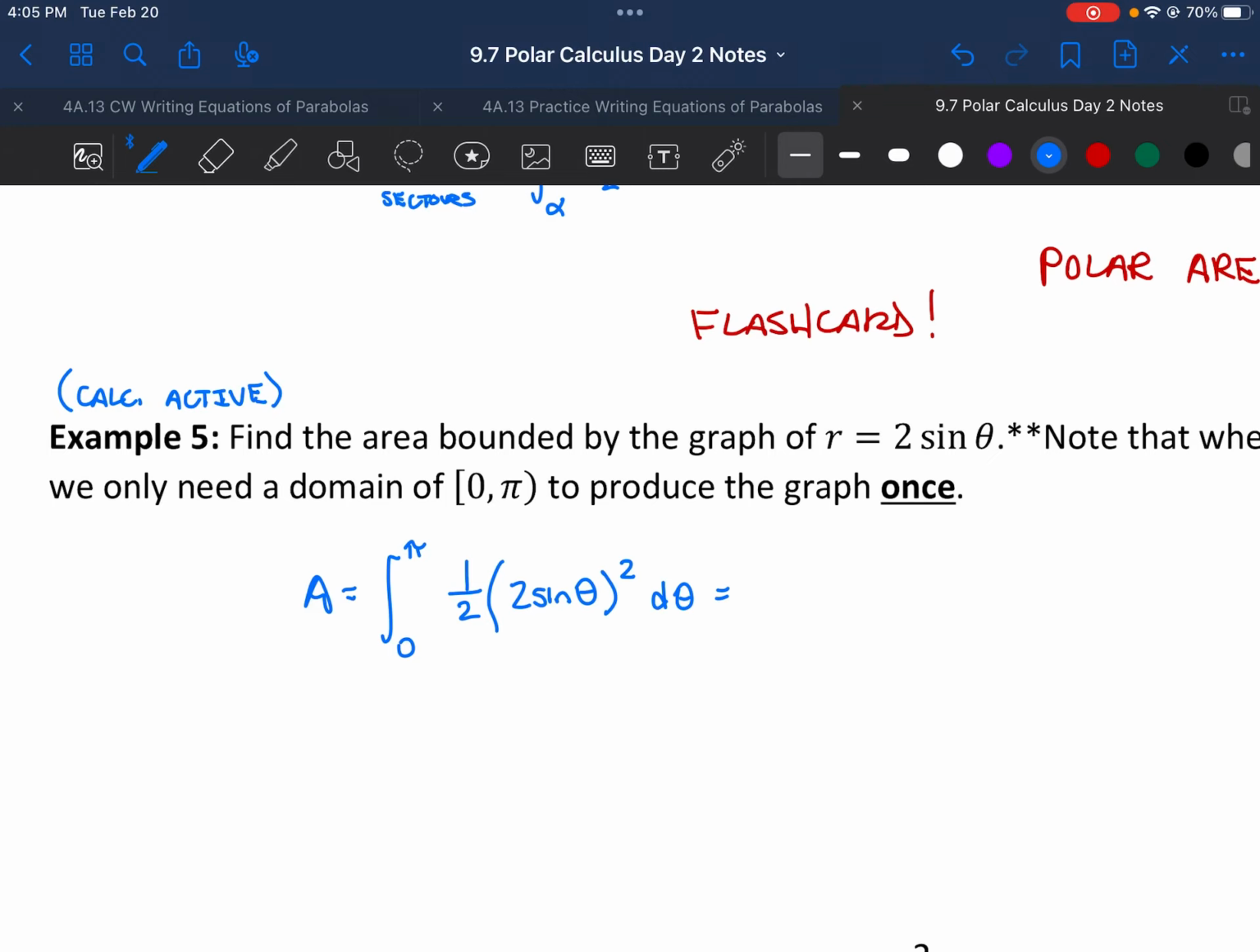Again, this is calculator active. Go ahead and put this into Math 9. Pause the video if you need to. Go ahead and calculate that. Okay, what I got when I calculated it, I got pi.